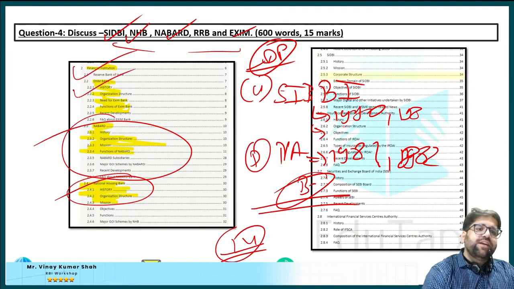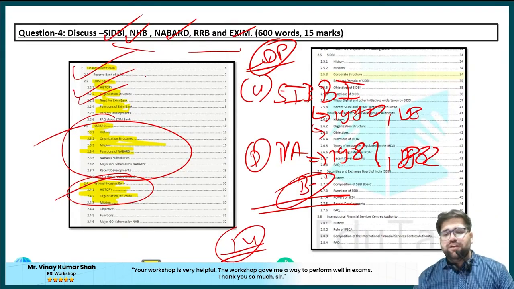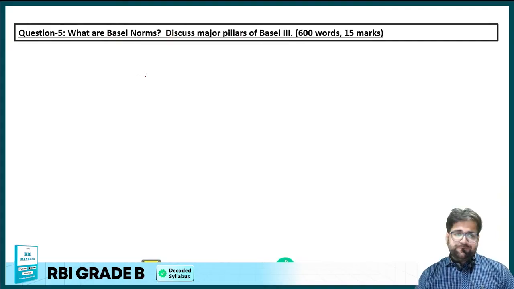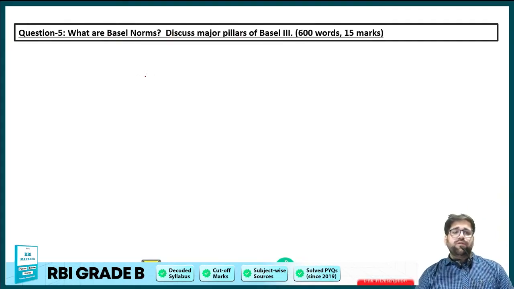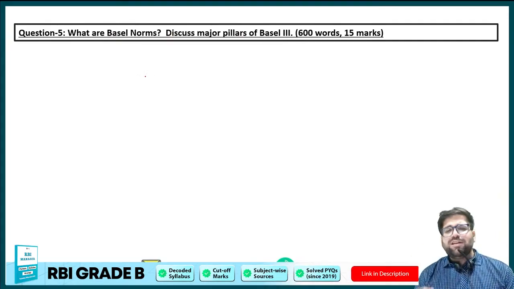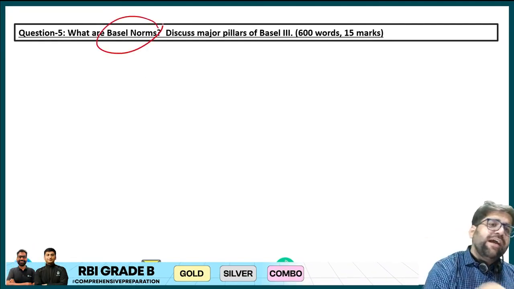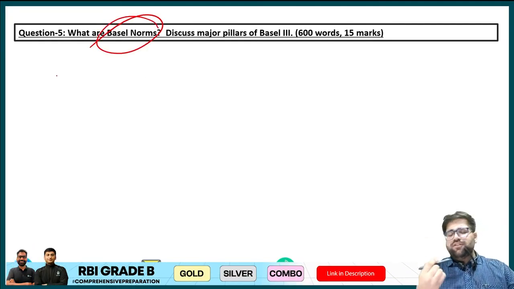You would see we have covered Exim Bank, the history, and the different functions of different financial institutions. So let's go ahead to question number 5. Basel norms. Basel norms are a very integral part of your finance syllabus, people. So if you are a finance student, then understanding Basel norms is a very crucial thing.